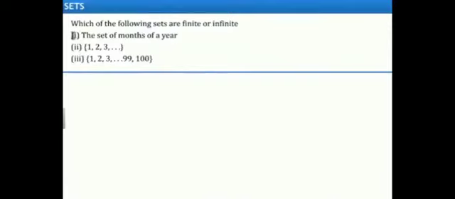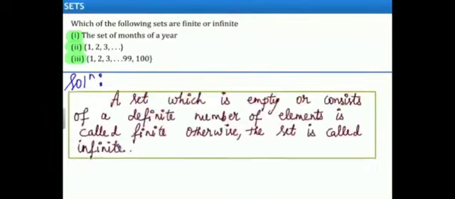Okay, now move on to exercise 1.2, question number 2. Which of the sets are finite or infinite? So this is our next concept, the next type of set. The set which is empty or consisting of a definite number of elements is called a finite set. Otherwise the set is called an infinite set.